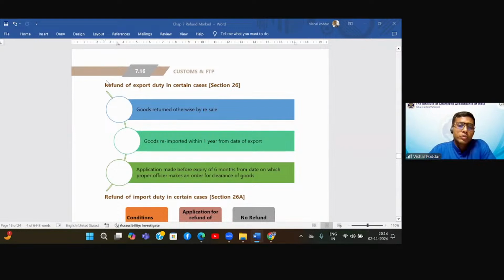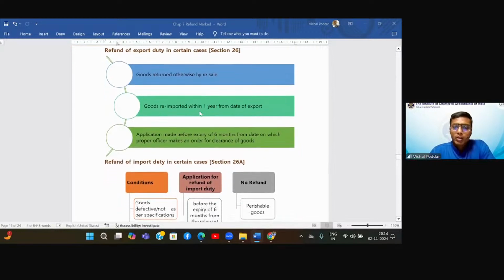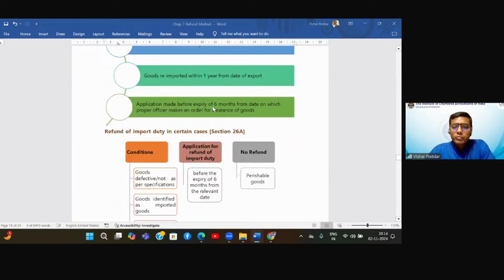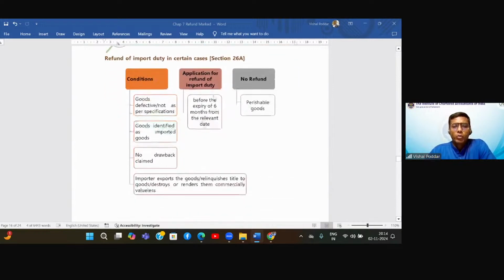What are the scenarios of refund? Refund of export duty. If your goods are returned because the customer rejected it. Second, goods are re-imported within 1 year, or you have made application within 6 months because the goods were rejected. In any of these scenarios, you are eligible for refund of export duty.